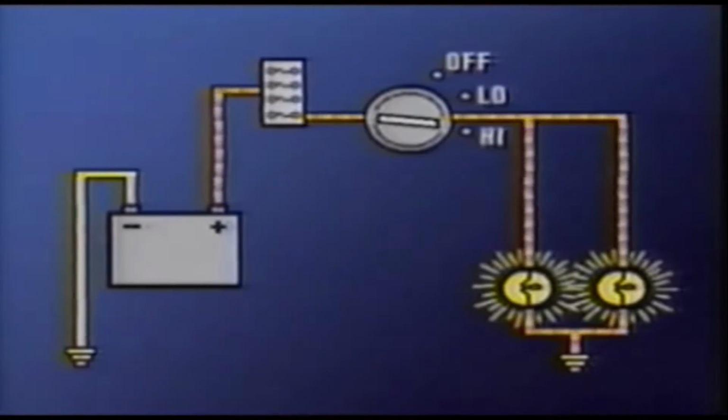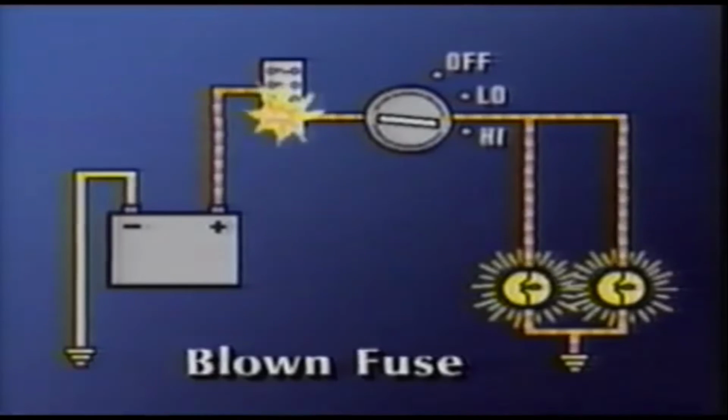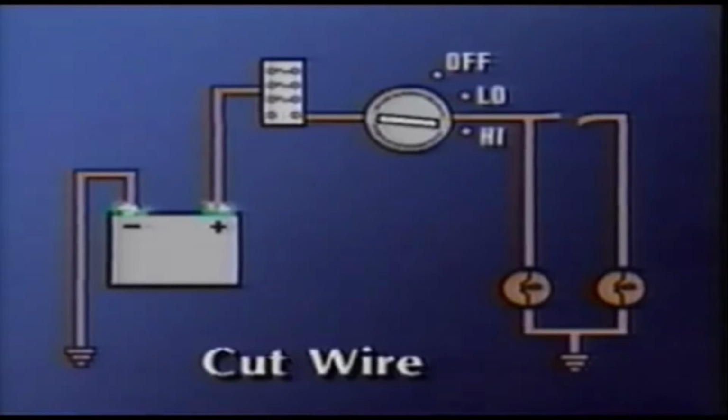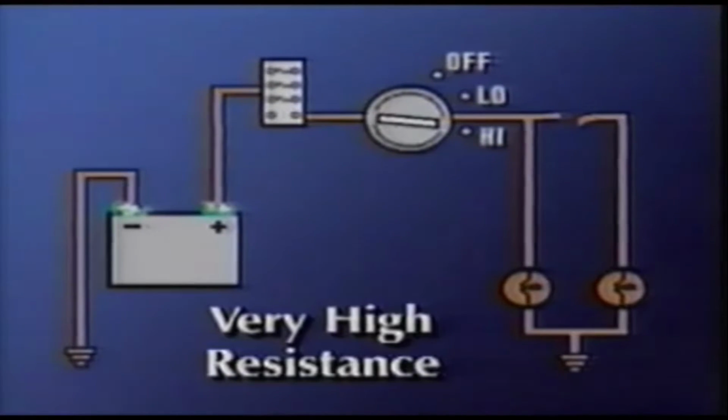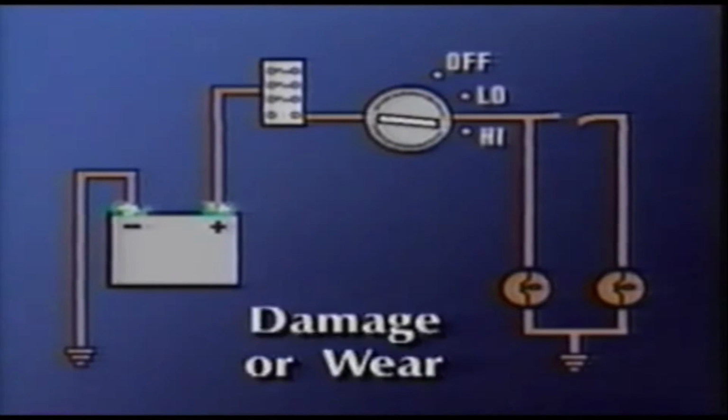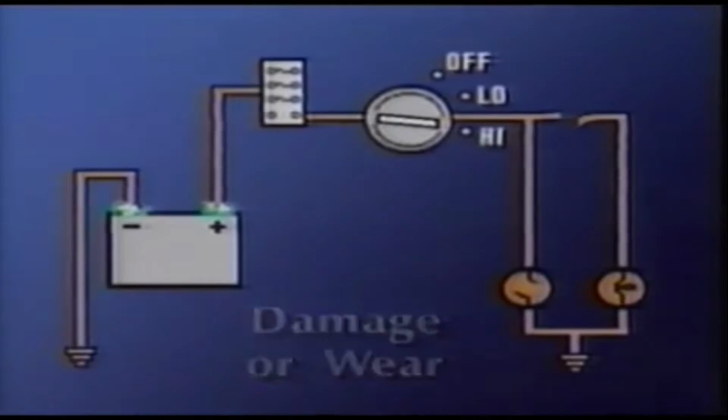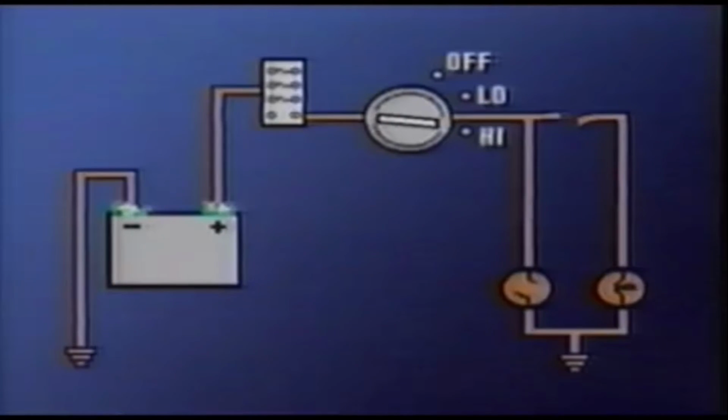If the switch is opened, then the circuit is open and no current can flow through it. An open circuit can also occur in other ways, such as a blown fuse, a cut wire, very high resistance due to damage or corrosion, or a damaged or broken component such as a burned out light bulb. In any case, current will not flow through an open circuit.